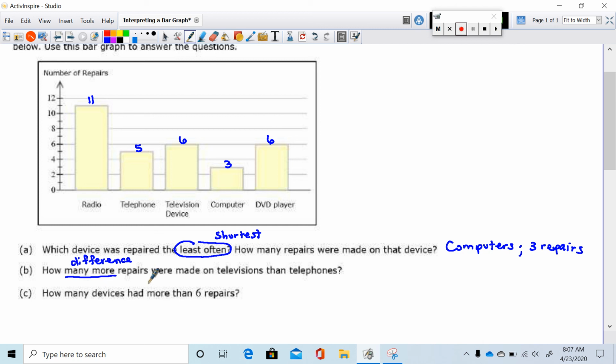Okay, how many more repairs were made on televisions? Televisions were 6. We said we're going to find the difference. Then telephones. Telephones were 5. So 6 take away 5 is 1. So 1 more repair.